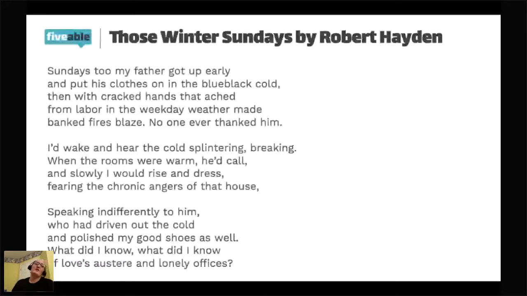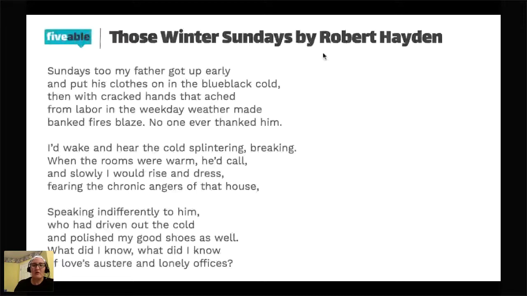"Sundays too, my father got up early and put his clothes on in the blue-black cold." So early, and then it goes to "and." The enjambment is between those sentences, so he split up that long phrase into the next line. But probably the bigger piece of enjambment here, which does have a comma, is when he goes from the second stanza into the third stanza: "Fearing the chronic angers of that house, speaking indifferently to him." That's the same sentence, but it's split into two different stanzas. So that's enjambment. You want to look at why the author would choose to break his or her lines here.